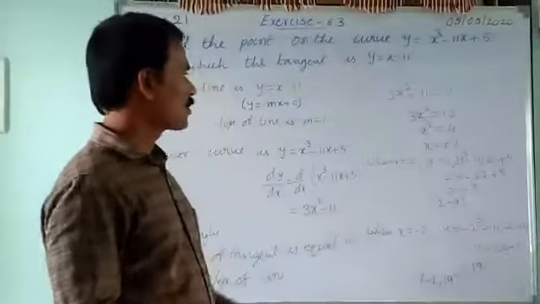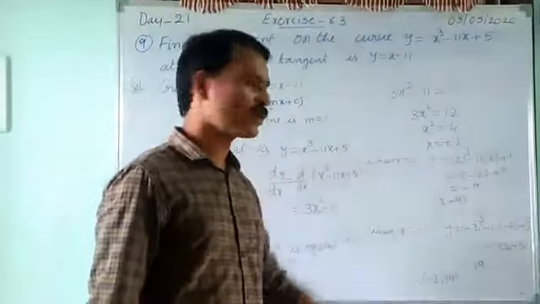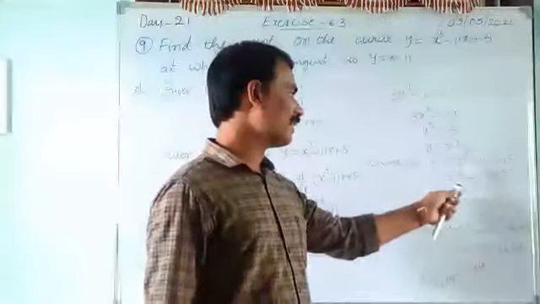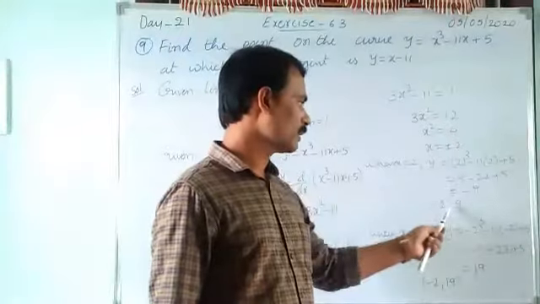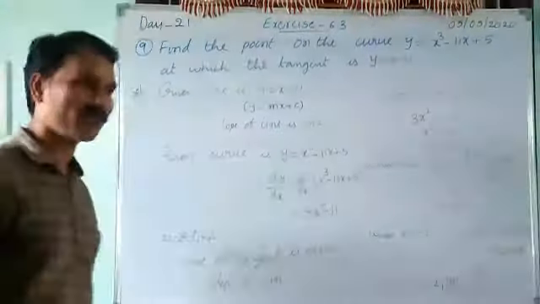3x square is equal to 12. x square is equal to 4. x is equal to plus or minus 2. When x equal to 2, calculate the y value: 2 cube minus 11 into 2, like that, 8 plus 5, 13 minus 22, means minus 9. 2 comma minus 9 is one point.